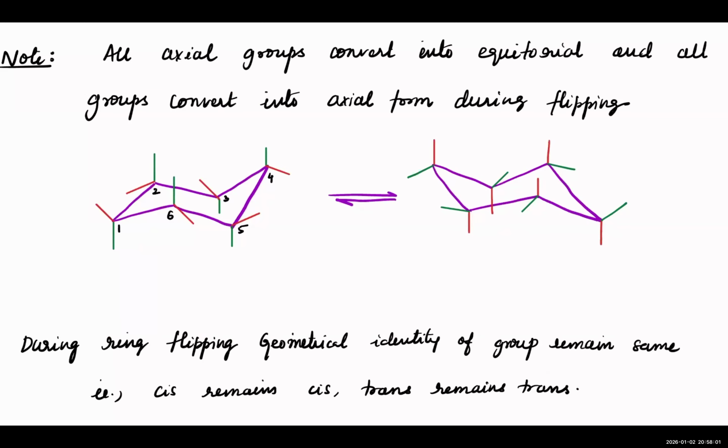These are all the equatorial ones. See the colors. Earlier they were axial. Now they have all become equatorial groups. Got it?